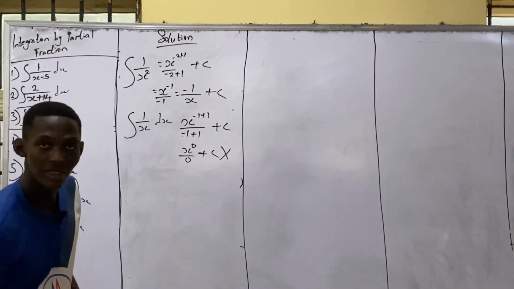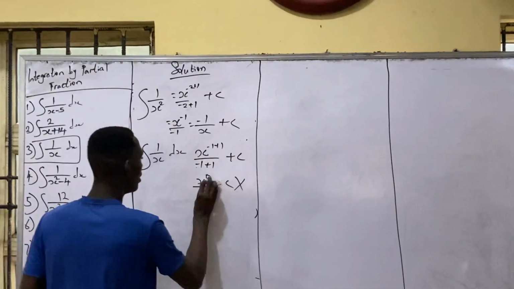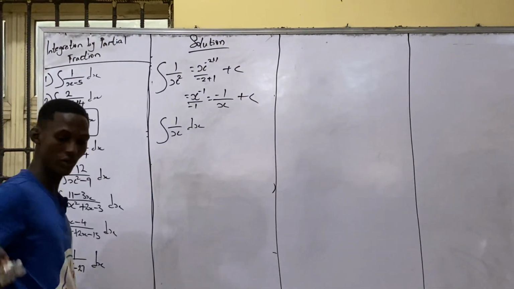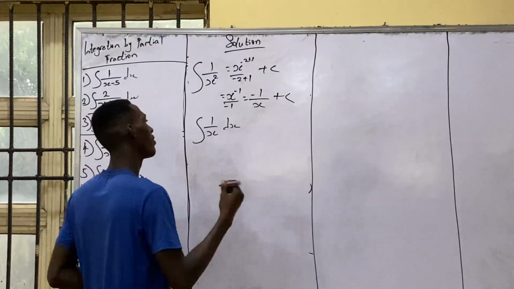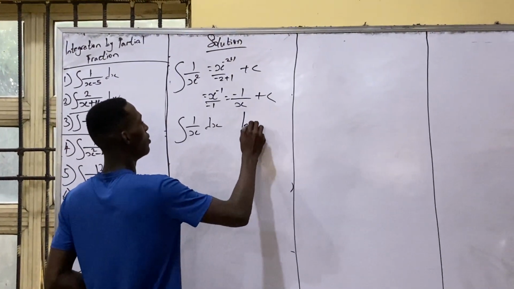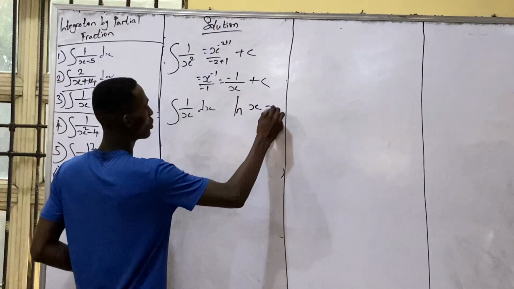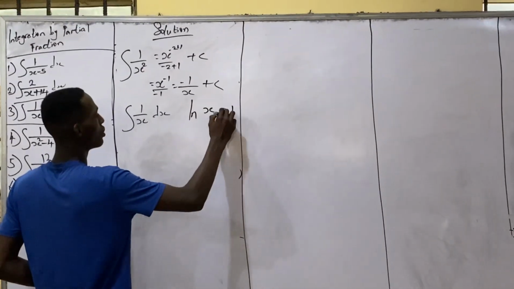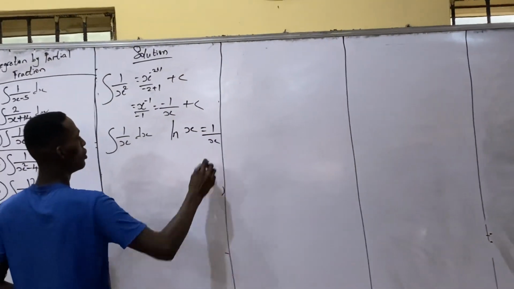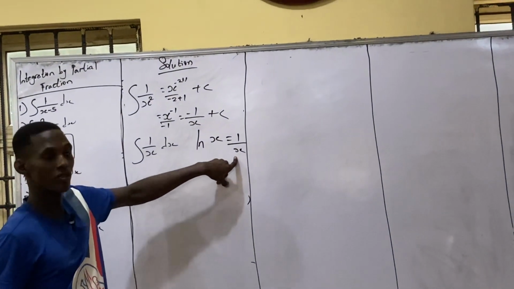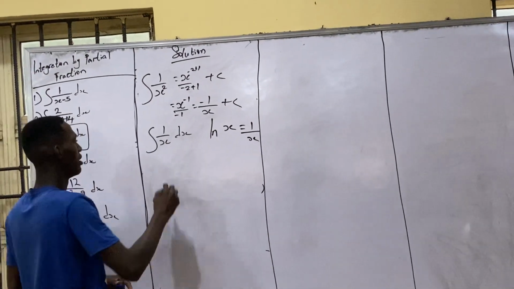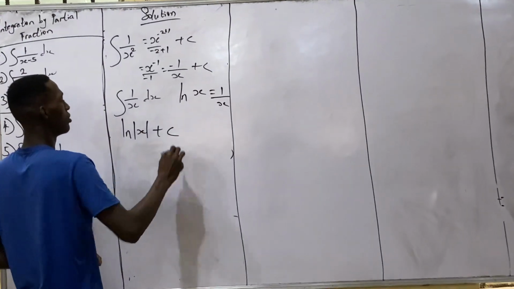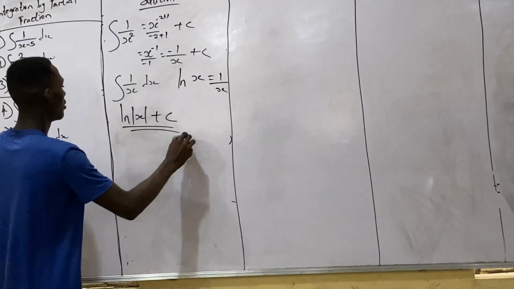Now, what is the right way of solving a question like this? If you remember, when we were doing differential calculus, the derivative of ln x is 1 over x itself. Which means if you find the antiderivative of this, it will give us ln x. Therefore, our answer here is ln x plus c. This is our final answer for this.